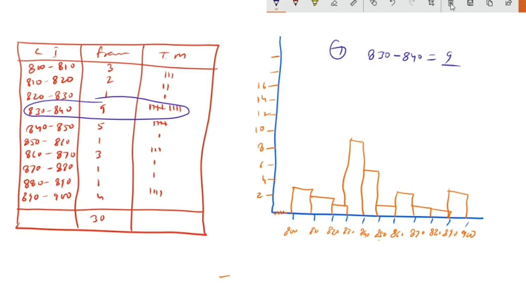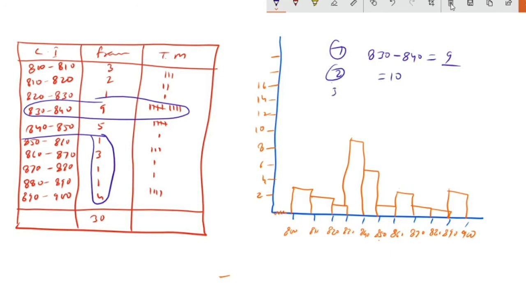The next question is: how many workers earn rupees 850 and more? 850 and more, so it starts from here. It means you have to add all these numbers: 1 + 3 + 1 + 1 + 4, so the answer is 10. So the second answer is 10.